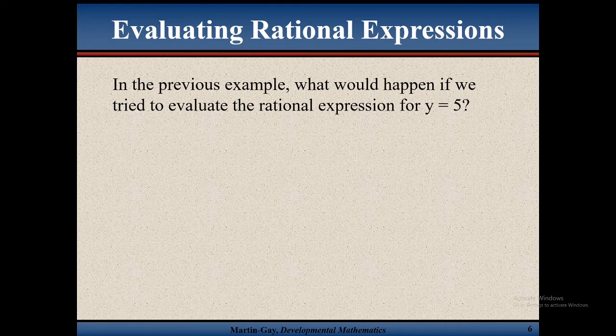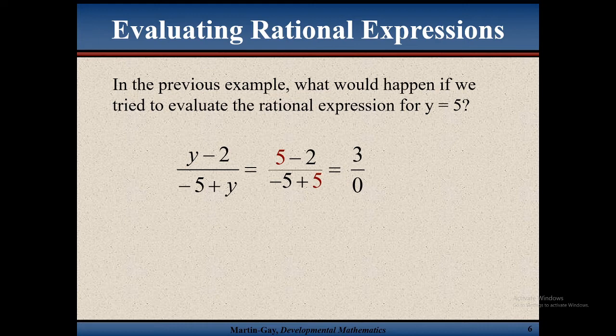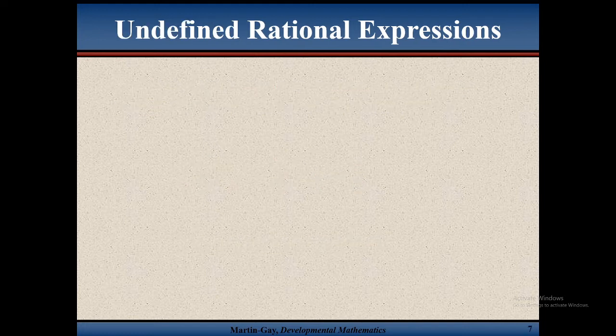In the previous example, what would happen if we try to evaluate the rational expression for y equal to 5? We are going to use the same example, the same expression, but a different y value. Change y to 5, and you will have 3 over 0, but the expression is undefined since a number divided by 0 is undefined.